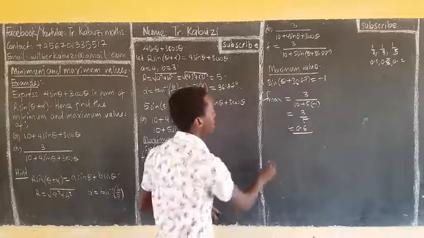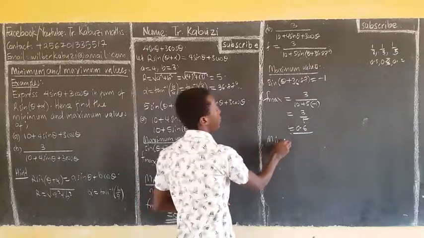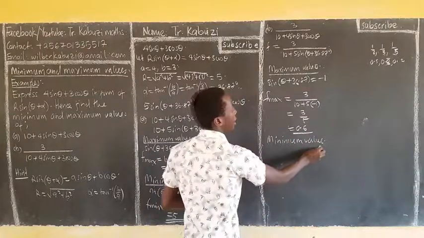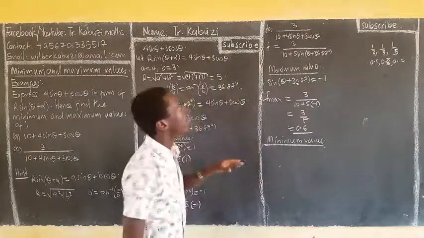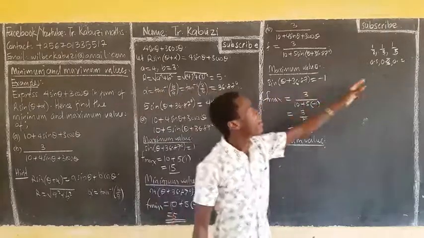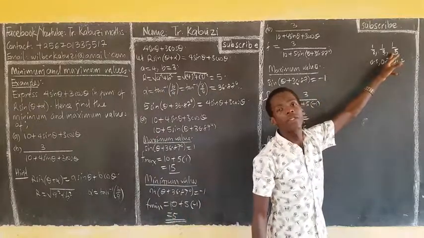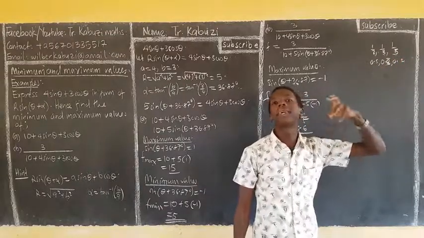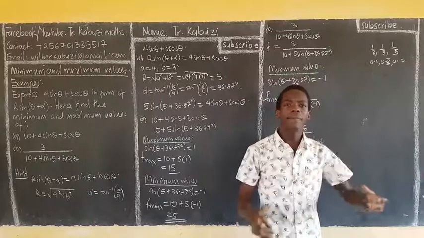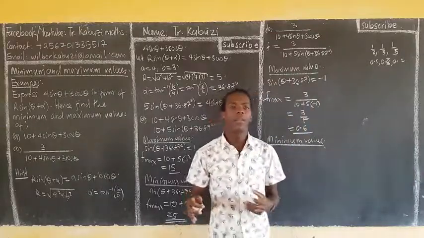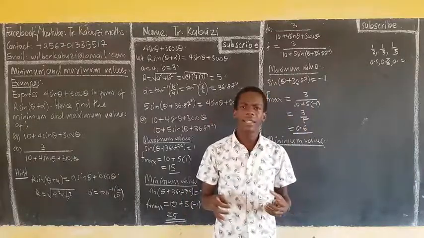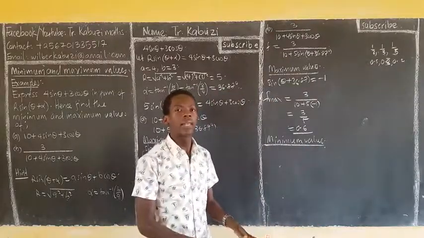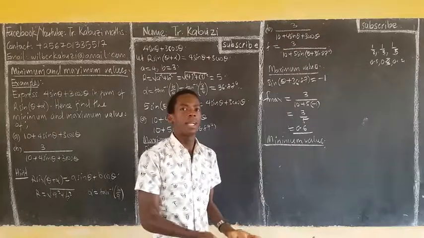Now, if I want the minimum value of this, if I want the smallest value, the denominator should be big. So it means that I put in the value of sine which is maximum. I think in applied math, that thing will work so much. To maximize, you make the denominator small. To minimize, you make the denominator big.